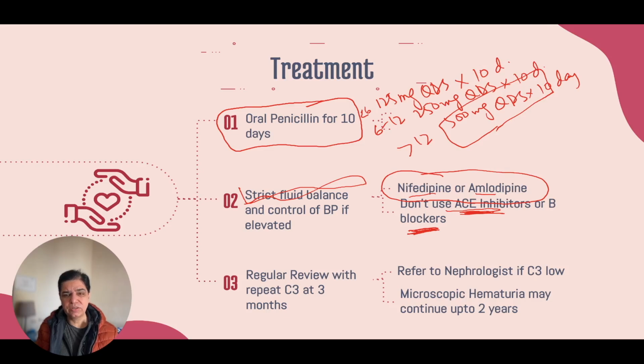So if the blood pressure is raised, you will be using either nifedipine or amlodipine. So please keep this in mind. Don't use ACE inhibitors or beta blockers. They also need review. The review is done at 1 to 2 weeks, and 3 to 4 weeks, and 6 to 8 weeks, and then at 3 month intervals.